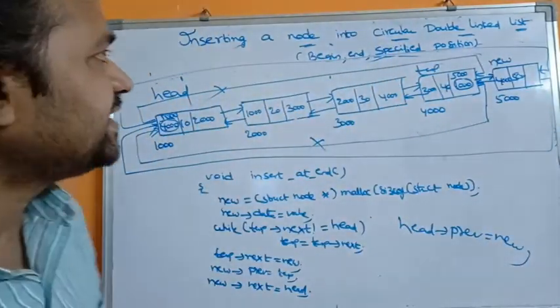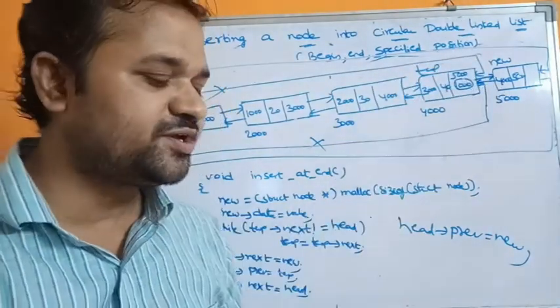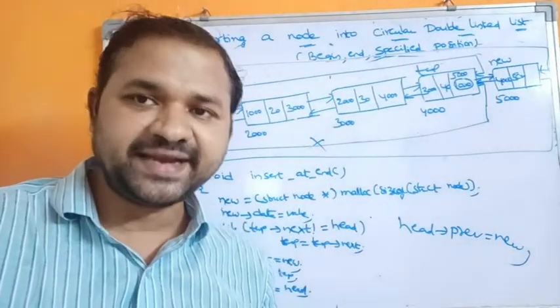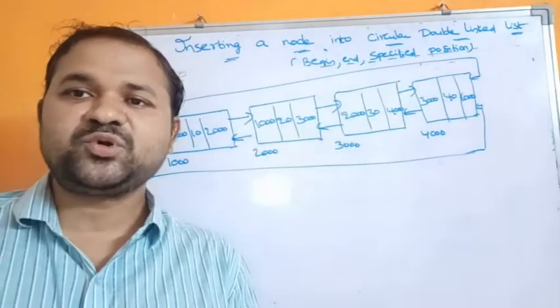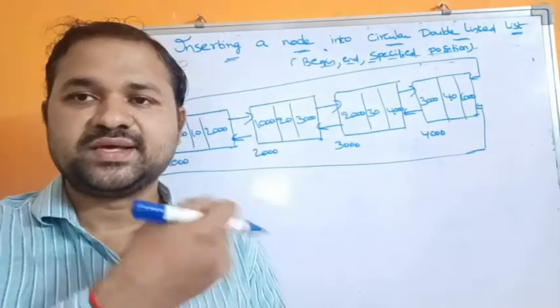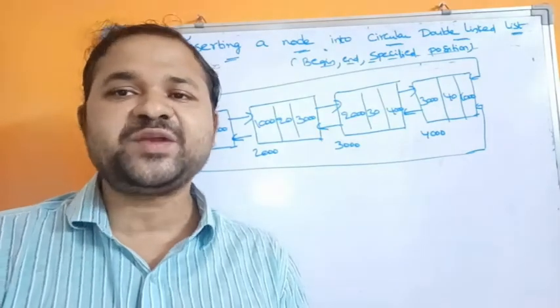So in this way we can insert a node into a circular double linked list at begin position, at end position and at a specified position. Now let's see about inserting a node into a circular double linked list at a specified position.